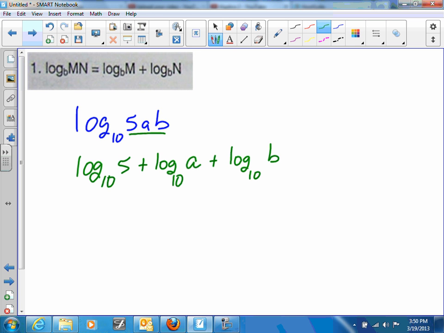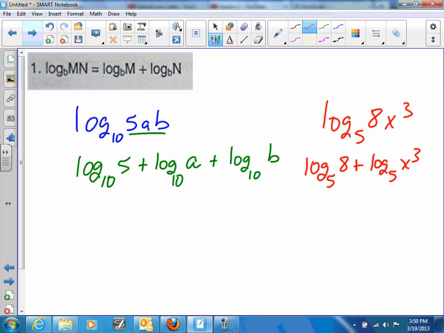Okay? I'm going to do one more for you. What if I gave you log base 5 of 8x to the third? You can split this up into log base 5 of 8 plus log base 5 of x to the third. Now, we're not done with that one yet. We're going to continue that one here in a moment.